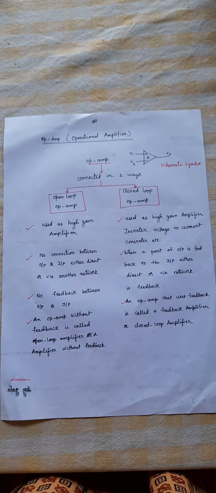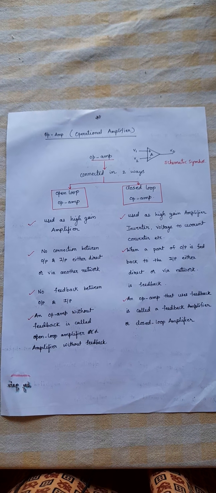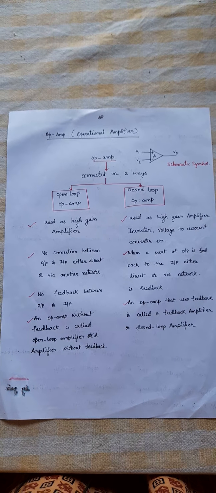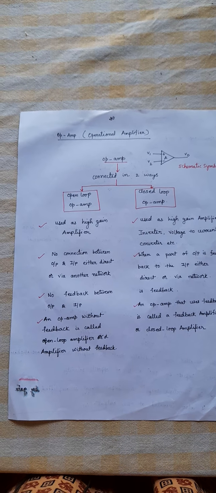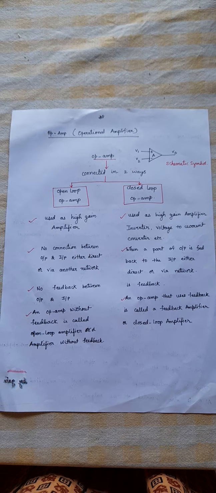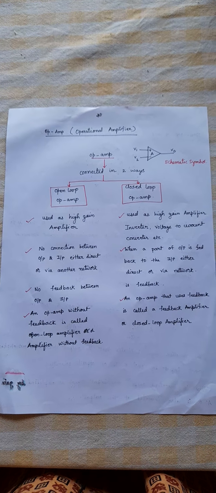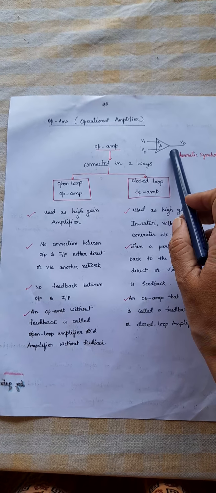Before going into derivation of voltage gain of inverting amplifier in open loop and closed loop configuration, let us have a quick glance to know the difference between open loop op-amp and closed loop op-amp. As you all know, op-amp stands for operational amplifier. When the operational amplifier is used in a circuit, we use the schematic symbol this way.